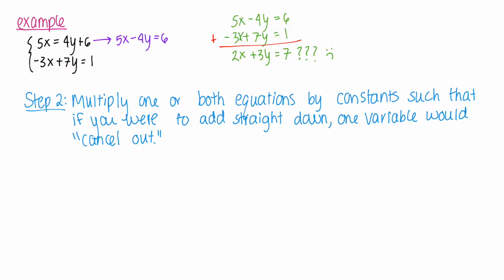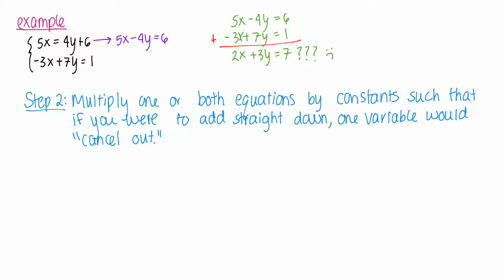However, we can abuse this and make it such that when we add straight down, something cancels. And it's up to us to decide what's going to cancel. There are, in fact, infinitely many correct answers here. That doesn't mean that everything you do is correct, but there are infinitely many correct ways to do it. So you're going to multiply one or both equations by constants such that if you were to add straight down, one variable would cancel out.